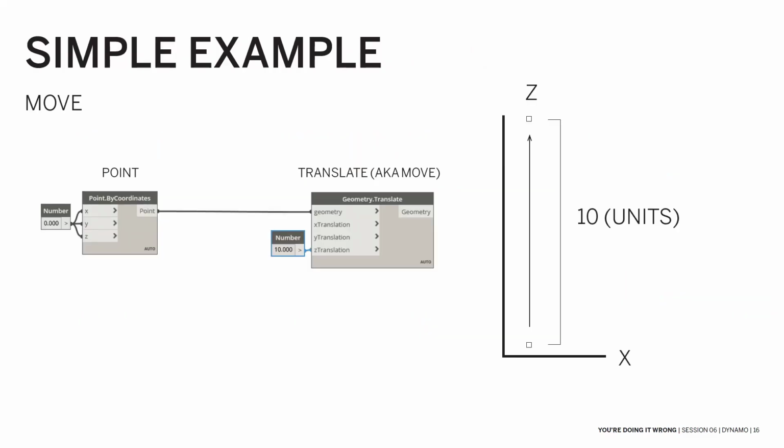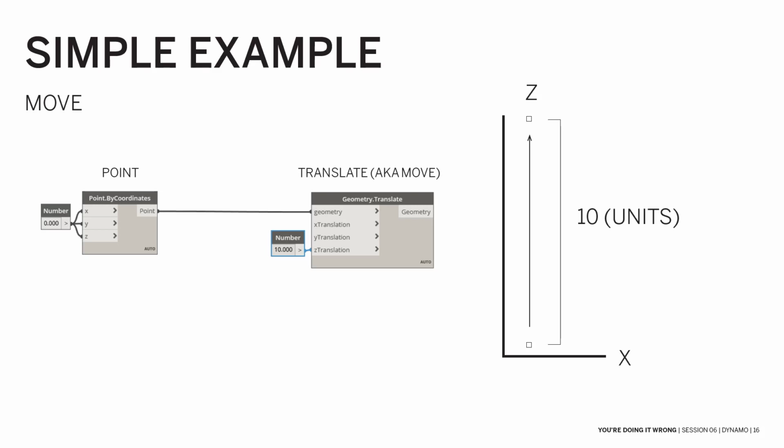All right, so let's talk about a simple example here before we jump into Dynamo. So I want to move a point from its original location up by 10. How do you do that? When you're telling a computer to do something that you would do manually, you have to break it down into its respective steps. So you start with a point. So you're saying, hey, Dynamo, give me a point. All points are generated by 3 coordinates, an X, Y, and Z. And those coordinates generate a point.